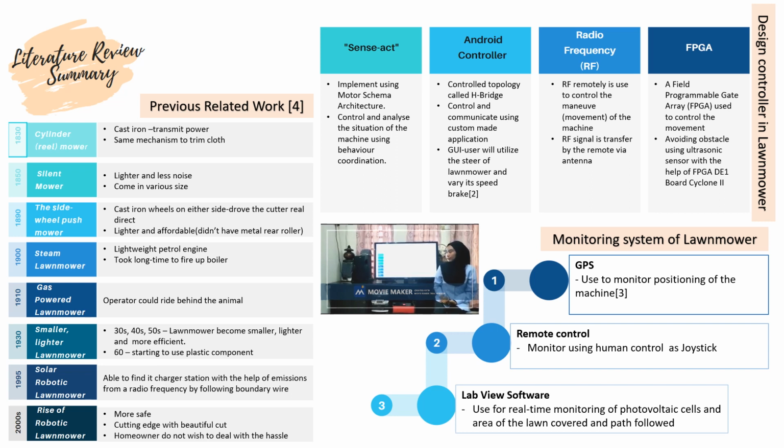Next, in 1930, the lawnmower became smaller, lighter, and more efficient. And in 1960, they started to use plastic components to build the machine. After that, in 1995, the solar robotic lawnmower was created, able to find a charger station with the help of emission from radio frequency by following a boundary wire.